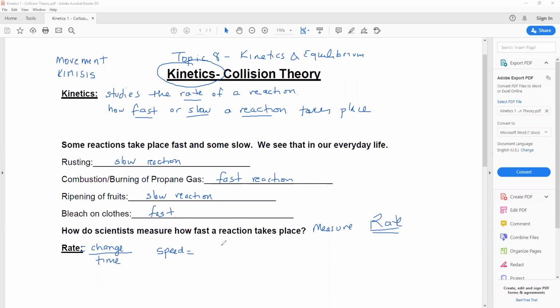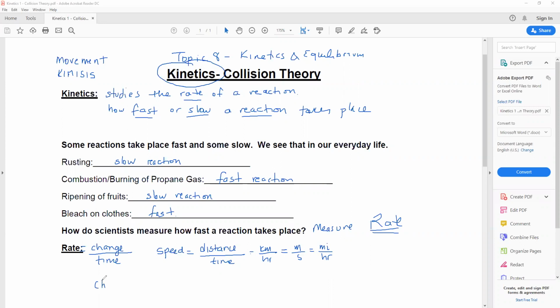When they're measuring the speed, how fast the car goes, what do they measure? The change in distance over time. So they may say kilometers per hour. They may say meters per second. They may say miles per hour. But nevertheless, it's the change of a variable over time. In the case of speed, it is the change in distance over a certain unit of time.